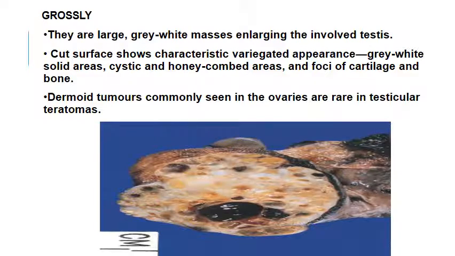When we see grossly, teratoma presents as an enlarging mass of the testis. On cut section, they are grey white, solid to cystic, at areas honeycomb appearance. And when we observe the gross picture in this slide, we are able to see yellow areas constituting the adipose tissue and the white areas, focal white areas, representing the cartilaginous areas.